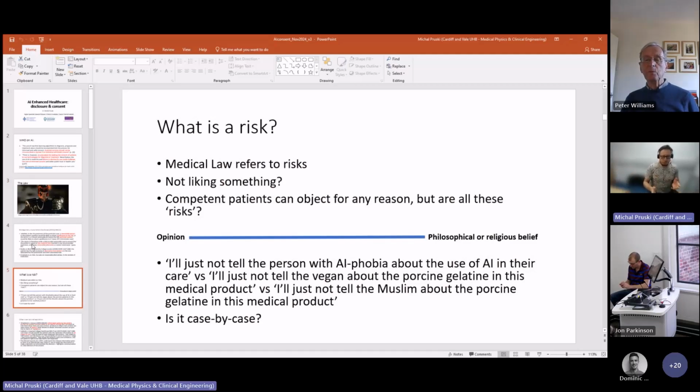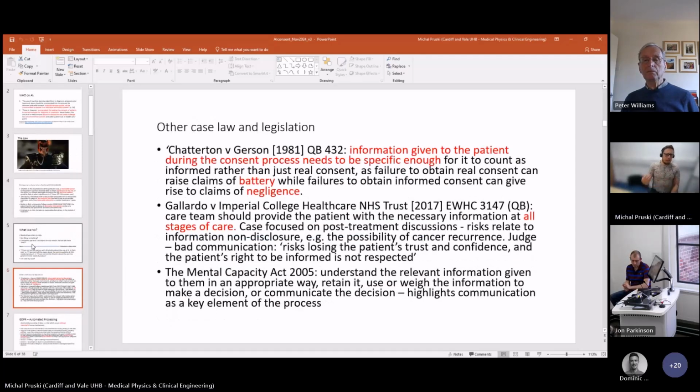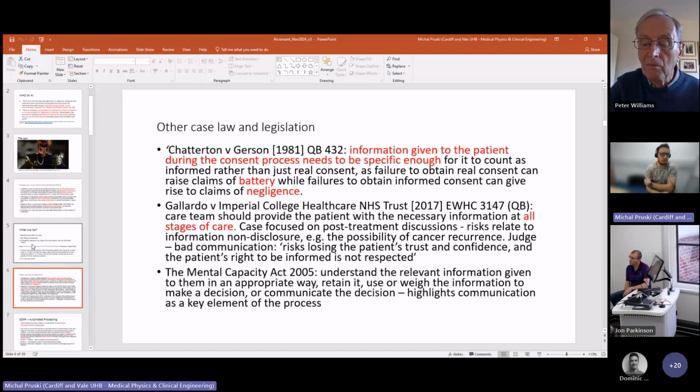So do we need to look at patient consent and AI just as a whole, or do we really need to focus on individual case-by-case scenarios? So is it the objective or the subjective standard with regards to consent that we're thinking around here? But there's also other more or less important legislation relating to patient consent.